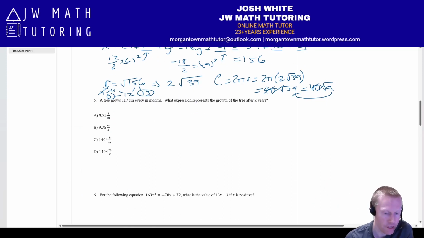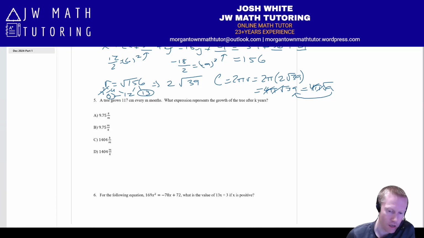All right, next up, this is a repeat question. However, I'm going to show, I believe, a new method to solve this because I don't think I did it this way in the previous video where I solved it. So you have a tree that grows some number of centimeters every m months. Just this number changes, so obviously the answers all change. And they want to know what is the expression that represents the growth after k years.